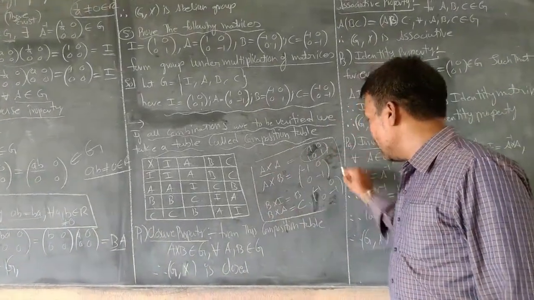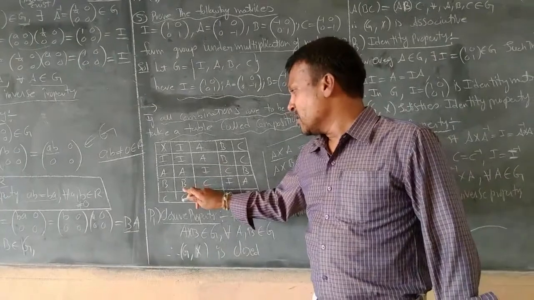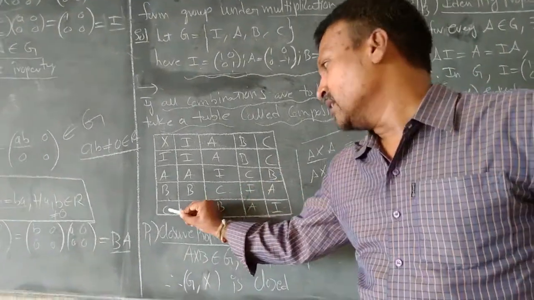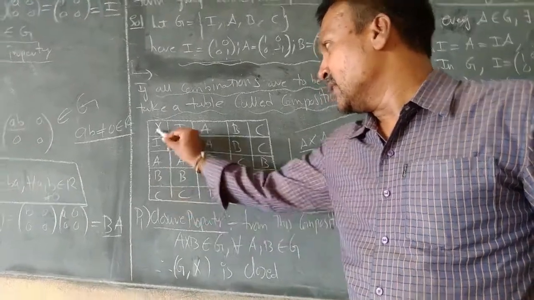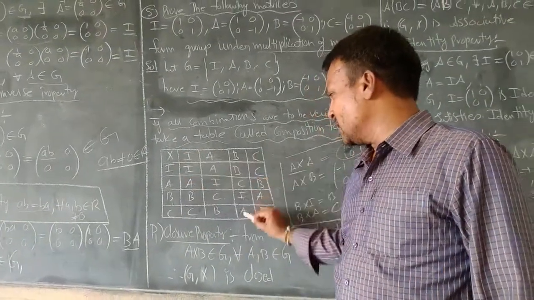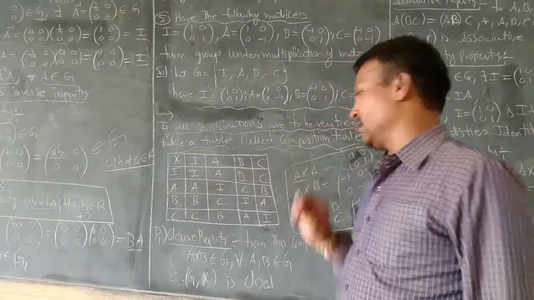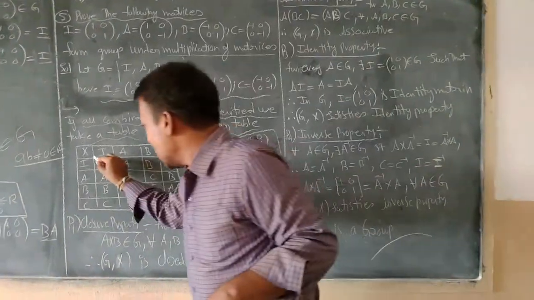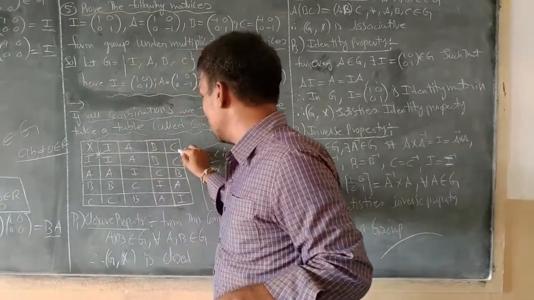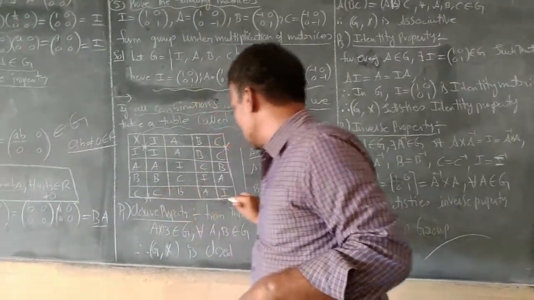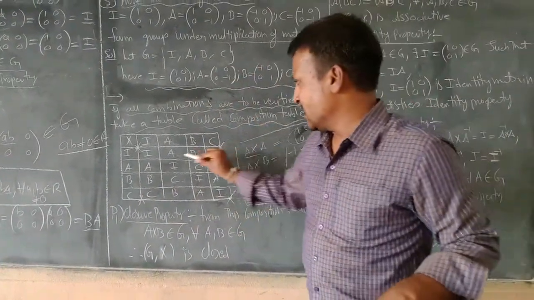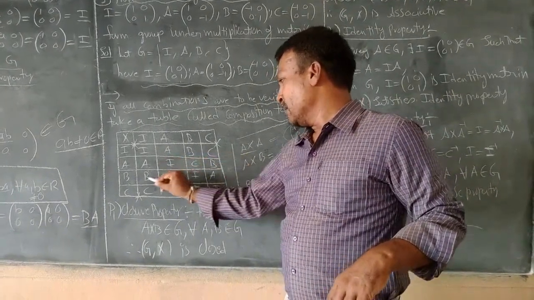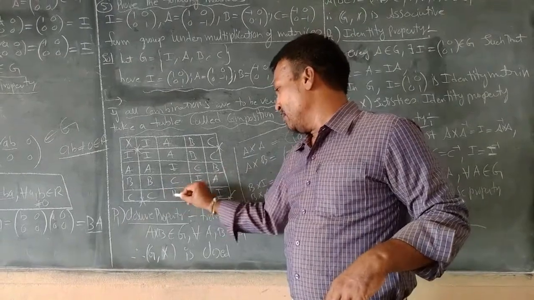So if we fill in the other columns in this composition table, we get C into I is C, C into A is B, C into B is A, C into C is I. Right. The composition table is filled. I put star marks for the boundaries of the resultant values. See here: I A B C, A I C B, B C I A, C B A I.